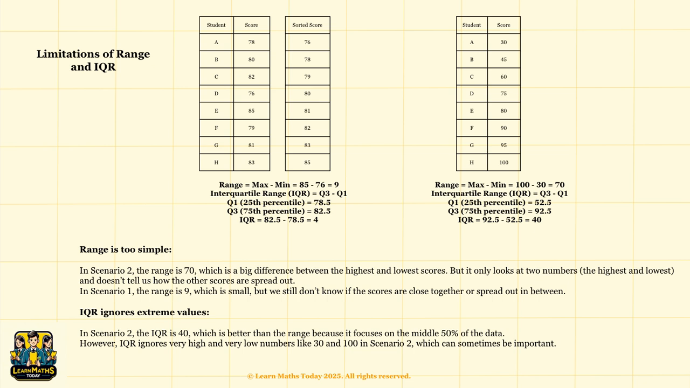How about interquartile range? We can know that interquartile range ignores extreme values. In scenario 2, the interquartile range is 40, which is better than range because it focuses only on the middle 50% of the data. However, the interquartile range ignores very high and very low numbers like 30 and 100 in scenario 2. And sometimes these outliers are actually important. So there's a limitation to using interquartile range and range.